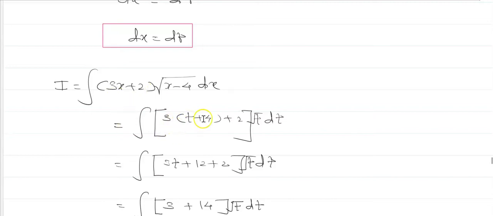Integral of 3(t + 4) + 2, and here x - 4 is t, therefore it is root t into dt. The value of dx is dt. Now we will simplify here. 3 into t is 3t. 3 into 4 is 12, plus 2. Again, 3t plus 14 into root t into dt.